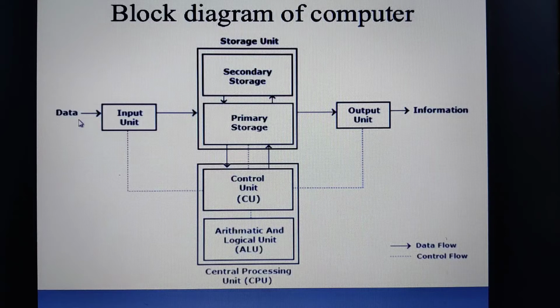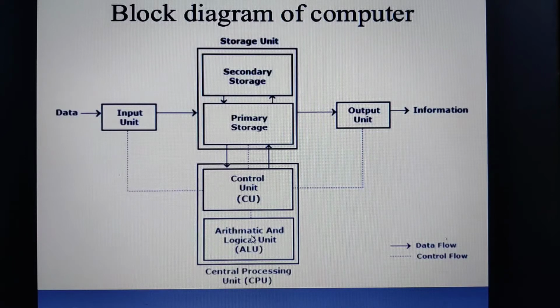We are going to enter the data here as 5 plus 6. Now 5 plus 6 is raw data. Through the input device, maybe through the keyboard, I'm going to enter this particular data. Once we enter the data, that data will reach the processing unit.